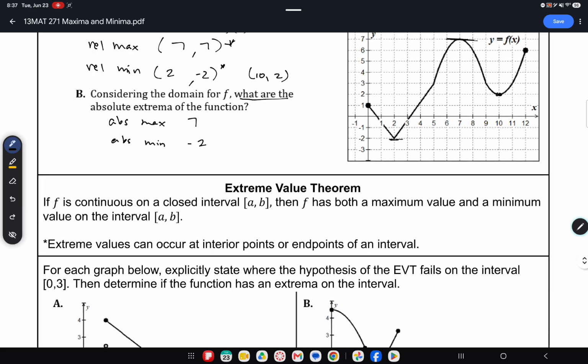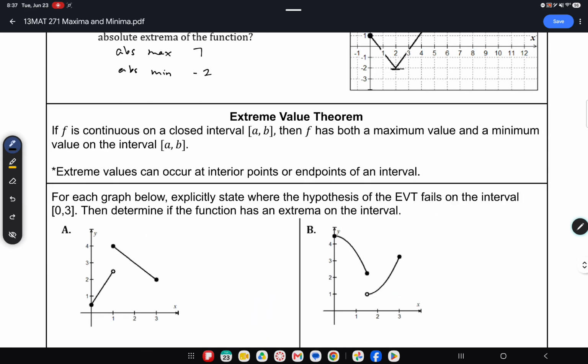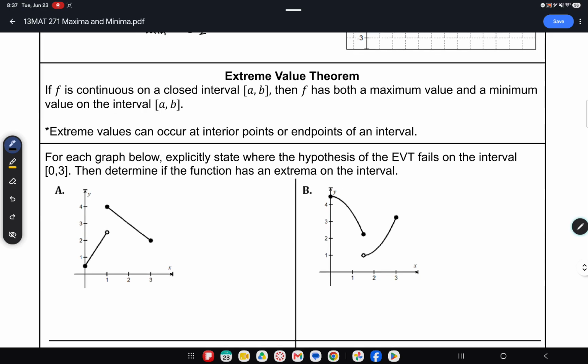So we have something called the extreme value theorem. If f is continuous on a closed interval a to b, then f has both a maximum value and a minimum value on that interval. So we have to check the endpoints as well, okay?